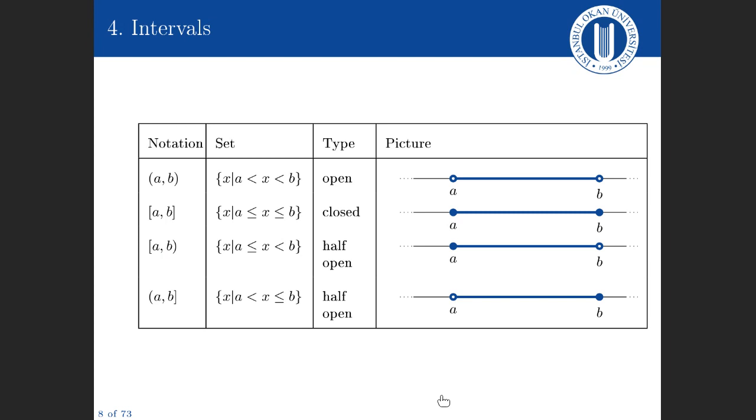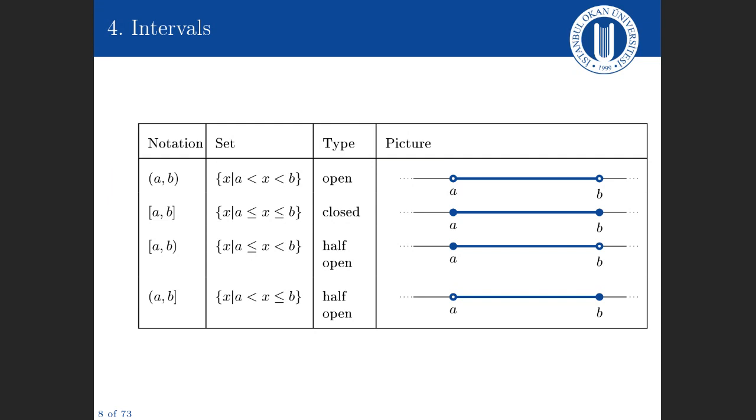Here are some examples. Let's look at the first one. The set of all numbers x which is strictly between a and b. This is an interval. The endpoints are not in this interval. So in the picture, we can draw open circles. This is an open interval. We have a nice notation for this. It's round bracket a comma b round bracket.